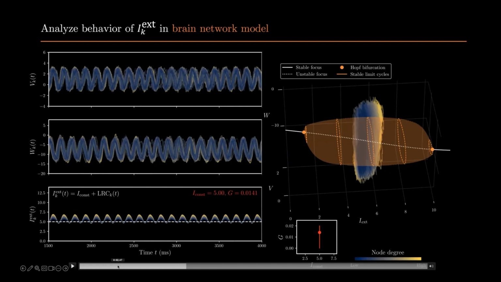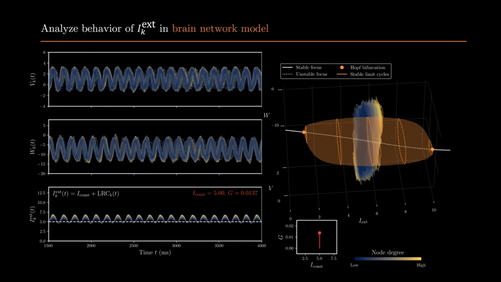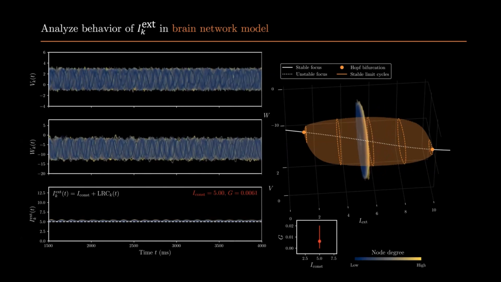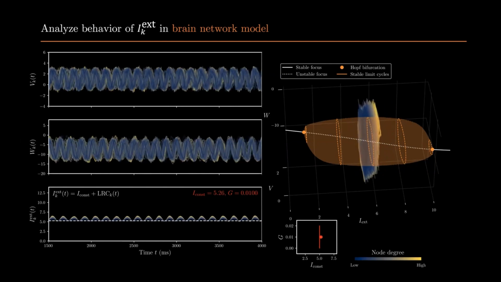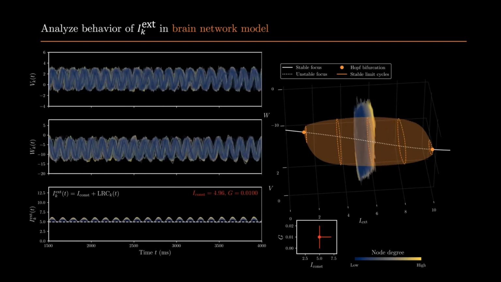So what we see here is when we increase G, the whole distribution of nodes along the parameter of the external current becomes wider. Whereas if we change the offset, the whole family of trajectories moves left and right.